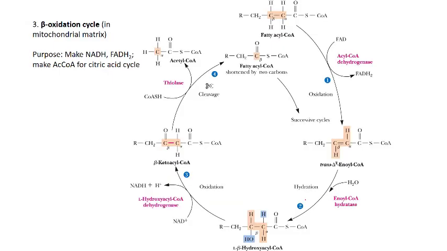All right, so our next pathway, the beta oxidation cycle. Where and when? So this happens in the matrix of the mitochondrion.